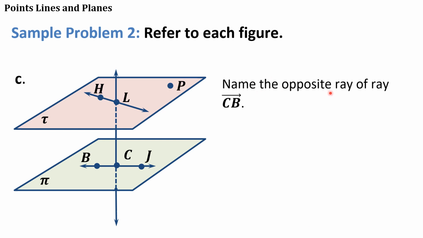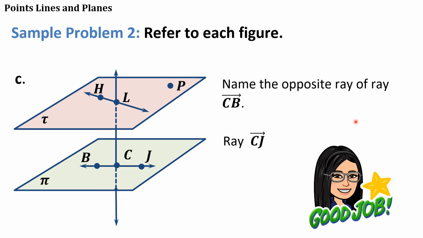Name the opposite ray of ray CB. The opposite of a ray is just that same ray, but going in the opposite direction. So first let's look for our ray CB. I'm just going to use my highlighter here. It starts with C and goes through B. That is my ray. So what is the opposite of that ray? If you said ray CG, you were correct.